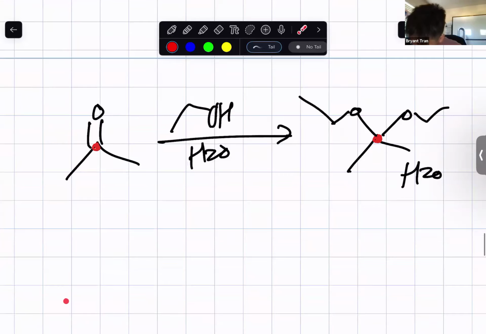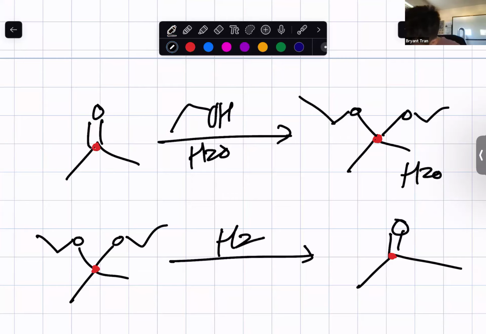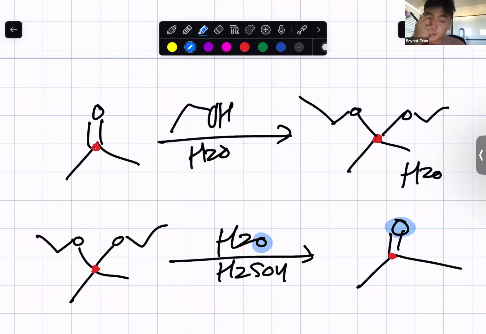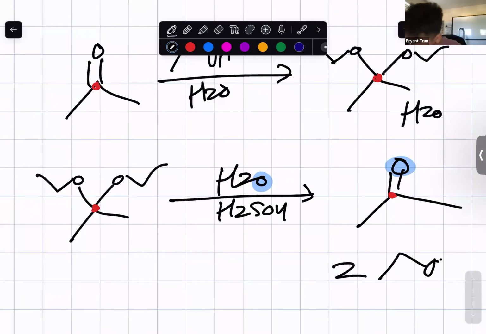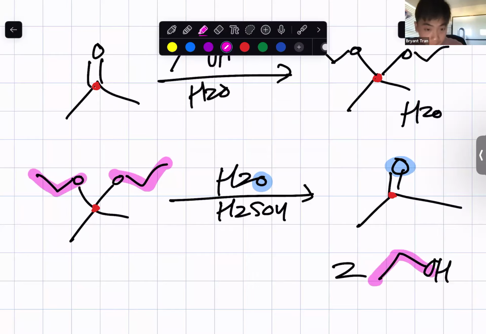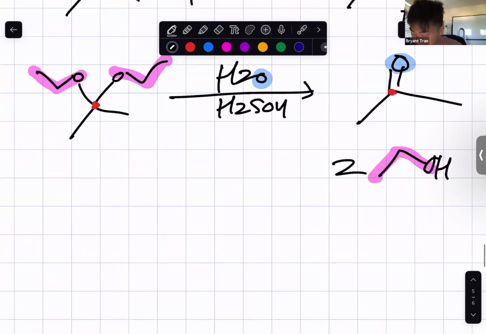Now you can also do the reverse mechanism of this, which would be hydrolysis of acetal. So if you wanted to go back into the carbonyl, where this carbon here is the same carbon right there, you would do hydrolysis, which includes water and acid. And specifically, the water oxygen here will be the oxygen of the carbonyl, like that. And then in the mechanism, you'll kick out two alcohols which will come from these two OR groups here, like that.